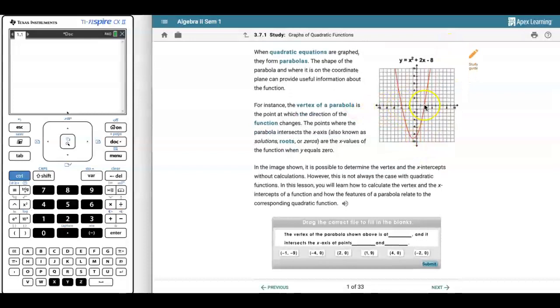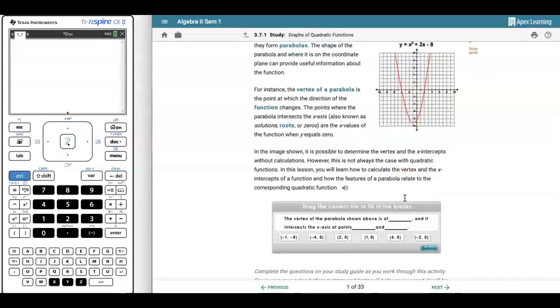There are also points on the graph where it intersects the x-axis, also known as the roots, the solutions, or the zeros. Those are where the y value equals 0. We also a lot of times have this y-intercept, where x is equal to 0 and we cross the y-axis. But the two main types of points we're going to talk about are the vertex and the x-axis roots, these zeros, or x-intercepts, whatever you'd like to call them.